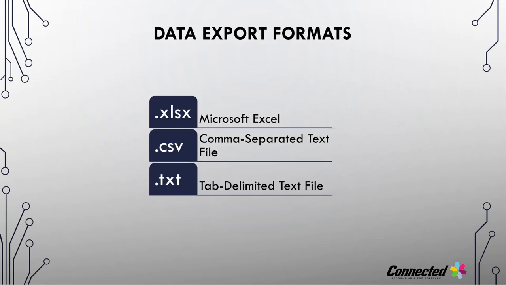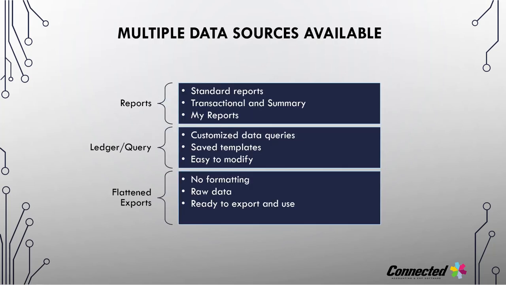Most reports can be saved from Connected in these data export formats: Microsoft Excel, comma-separated text files, or tab-delimited text files. Any one of these can be used within the Power BI formats. You can use standard reports, which are both transactional and summary. You can use ledger and query windows, great sources for data queries. They can be saved, easy to modify, as well as flattened exports, which require no formatting, have the raw data, and are ready to use.